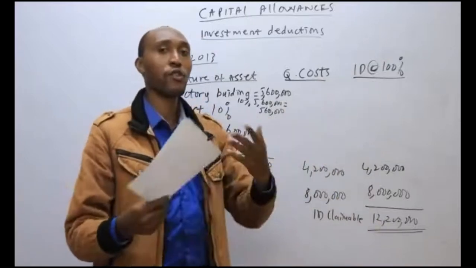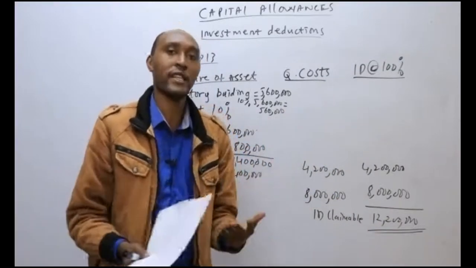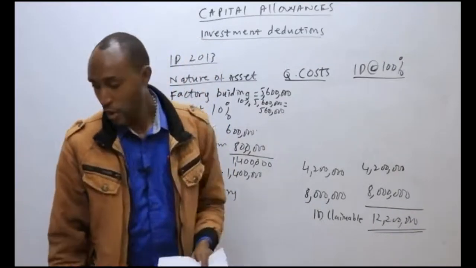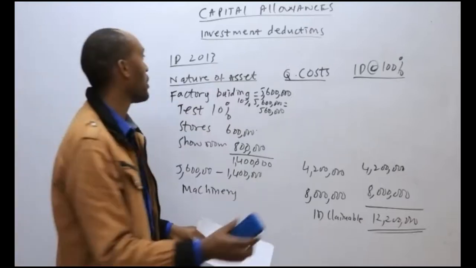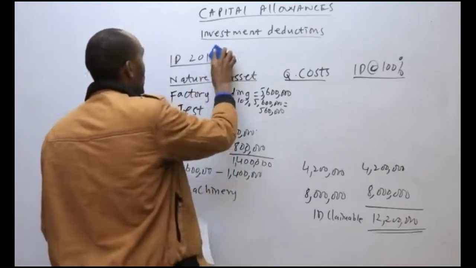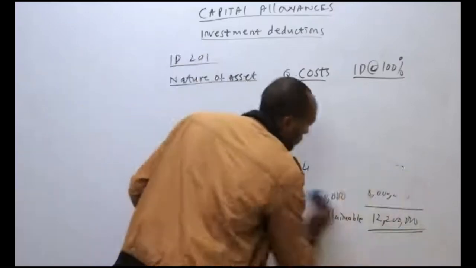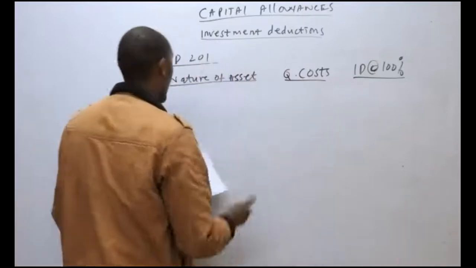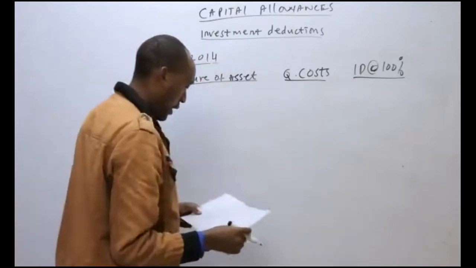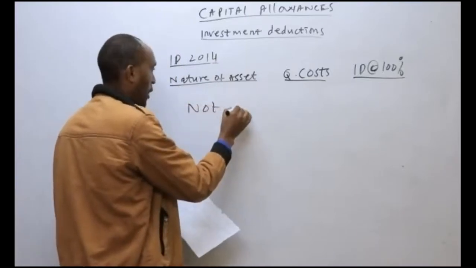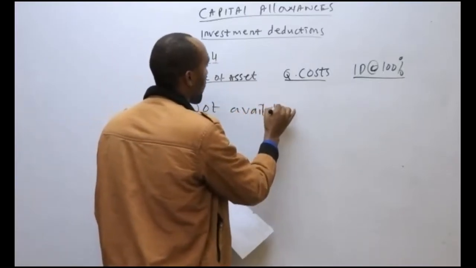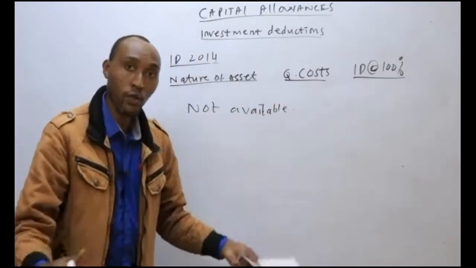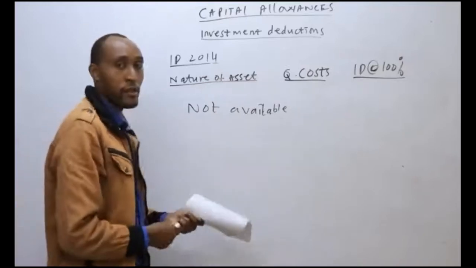So in the year 2014, there's nothing which was bought. So there is no ID to be claimed. But in the exam, you need to show the examiner you know what you are doing. So you need also to come here and use the same format. So ID 2014, you just write there, not available. You need to show the examiner you know what you are doing. So you have scored your marks, but if you leave it like that, you lose some marks.